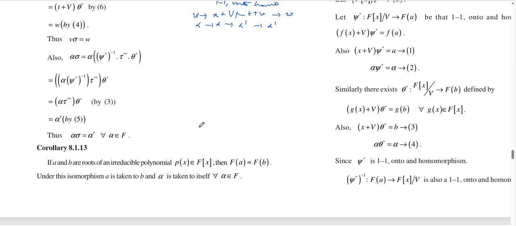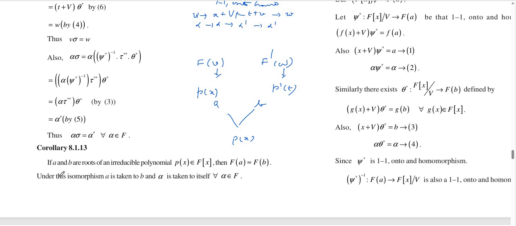The corollary to that is the same as the previous one. The only thing is that in the theorem we had F of v and F prime of w, with v as root of this polynomial and w as the root of that polynomial. But in this case, we are going to have the polynomial be the same, but it has two roots, say a and b. That is the only difference; otherwise, the technique is the same. If a and b are roots of an irreducible polynomial p of x in F[x], then F of a is isomorphic to F of b.